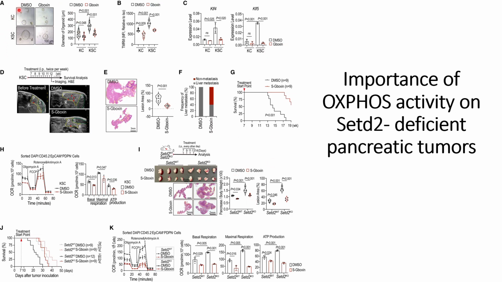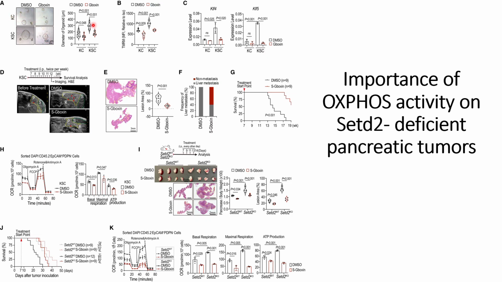First, they checked using this inhibitor, Gboxin. Gboxin is used to target, or inhibit, the OXPHOS pathway, and they checked the organoids that are developed using the KC cells and KSC cells. They found that Gboxin works well in the organoids developed from the KSC cells compared to the KC cells, as the decrease in size in the organoids from the KSC cells is high compared to the decrease in size from KC.